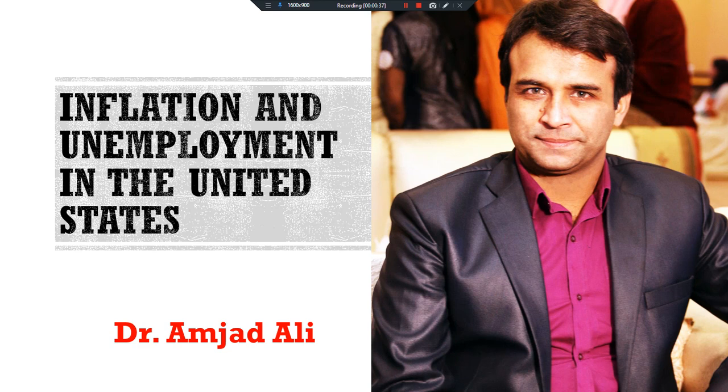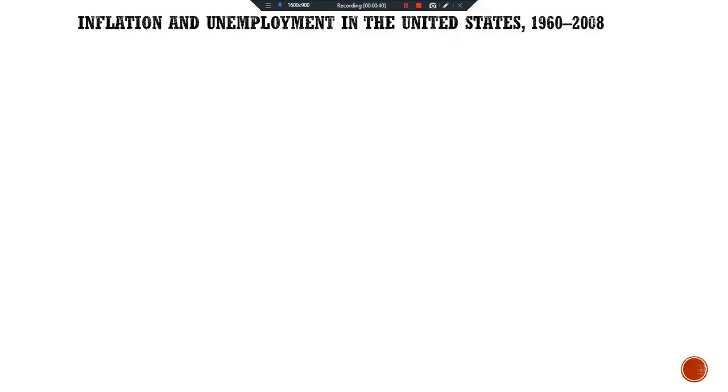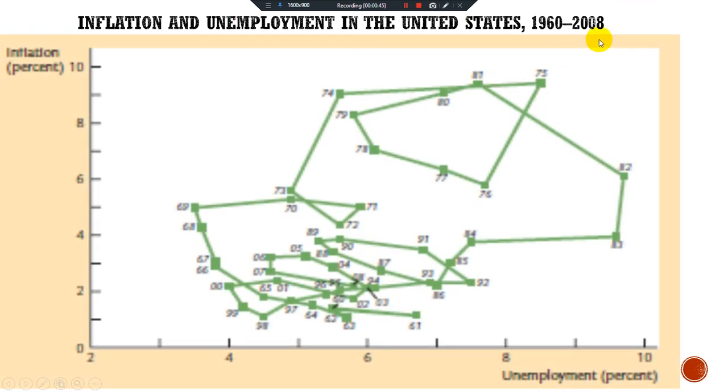So let's see the historical overview of inflation and unemployment in the case of the United States over the period of 1960 to 2008. We have here unemployment and inflation. This graph displays the history of inflation and unemployment in the United States over the period of 1960 to 2008. And this data, spanning almost half a century, illustrates some of the causes of rising and falling inflation and unemployment in the United States.